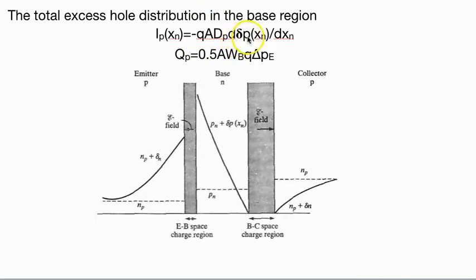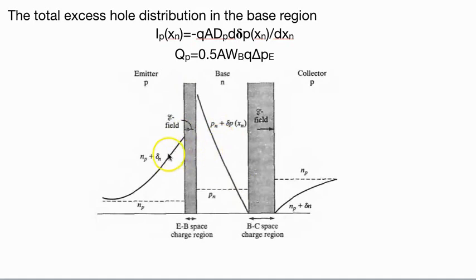diffusion constant, A area, q, del differentiation of dp(xn) by dxn, and the charge is 1 by 2 A W B q del p. If you look at this diagram, you will clearly see how the charge carriers move from one region to another region. They have mostly considered the minority charge carriers in each region.